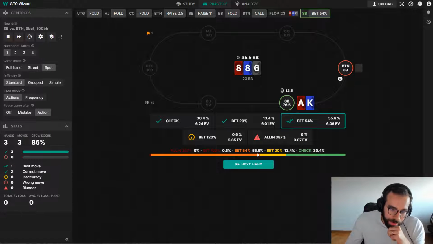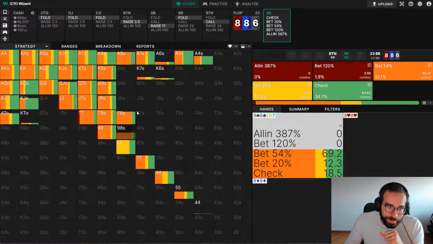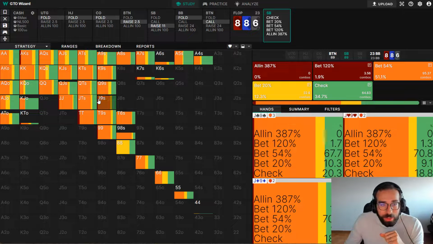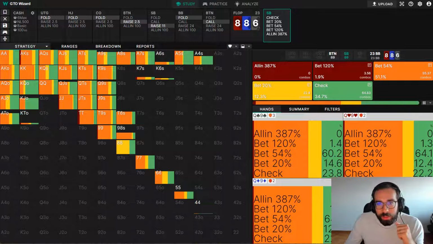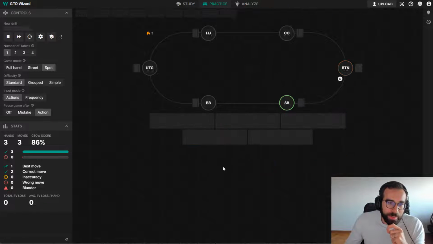And as you see here in this pair board, the big bet is the favorite one. So keep in mind that usually when there is a pair board, especially one in the middle like this one, the sizing is definitely the big one, even if we are betting at a decent frequency. Let's move on with another hand.